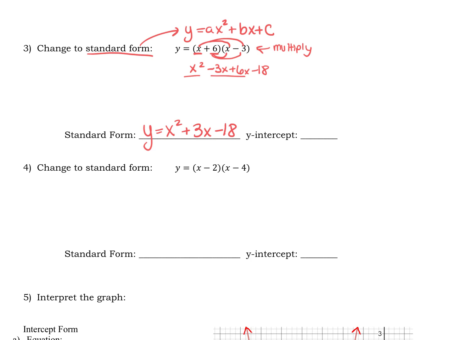And so the y-intercept is when we plug in 0 for x. So if I were to plug in 0 for x into the equation I just found, I would get that y is negative 18. And if you notice, this number is the same as this number. We'll talk about this a little bit more tomorrow, but our c value is always going to equal our y-intercept. So let's test this out.